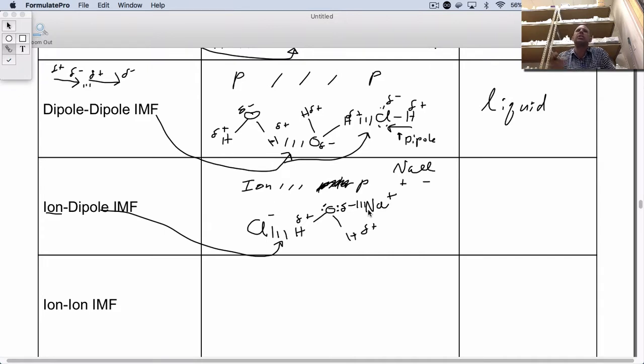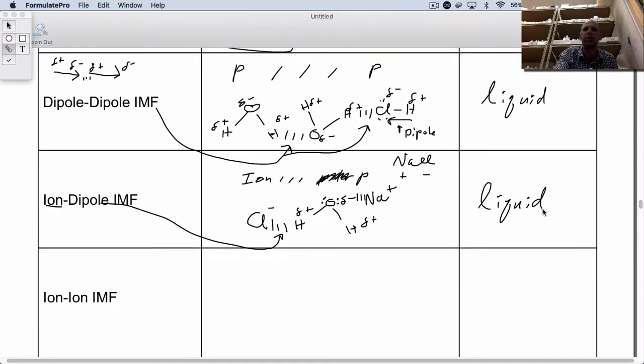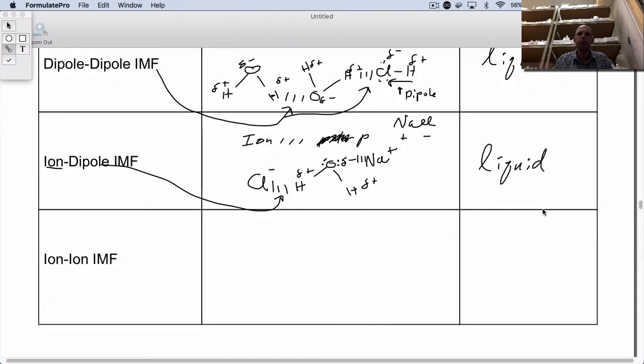Now, sometimes these things can coagulate into solids, but normally we think of these as liquids, and specifically, actually, we would think of it as a solution, an aqueous solution here. And then the last thing is an ion to ion, and I'm showing you this because really, this is an ionic compound.